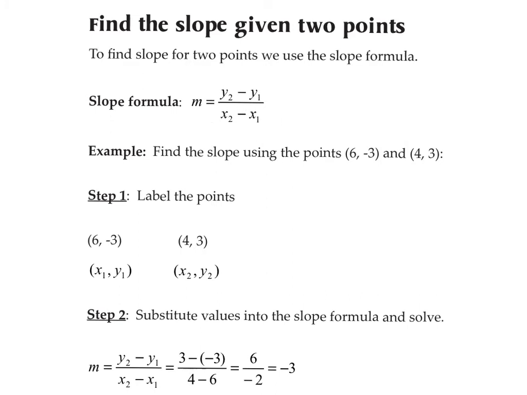The second x is x2. And to use this formula, here's an example. Find the slope using the points (6, -3) and (4, 3). When you have 2 points, you have 2 x's and 2 y's, and you can fit them into the formula. I usually do this by labeling the points, just like your author has shown here. I usually label them as x1, y1, x2, y2. And then when I take those points, I can fit them into the formula here.